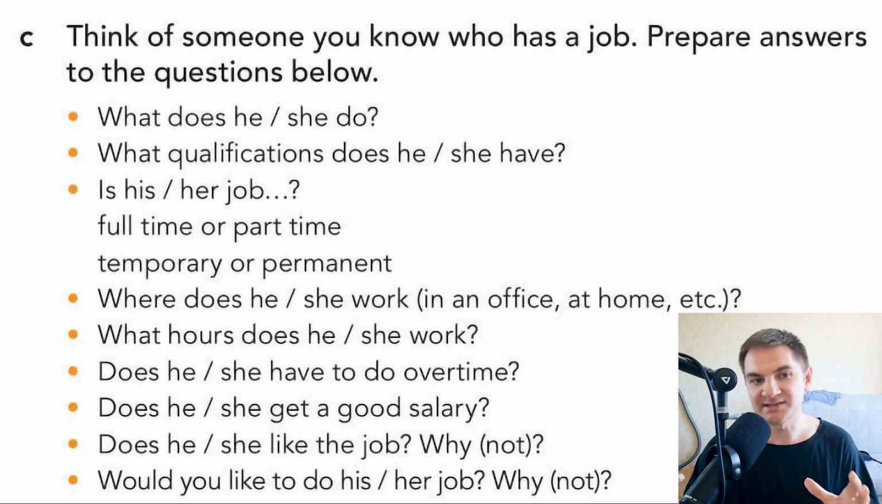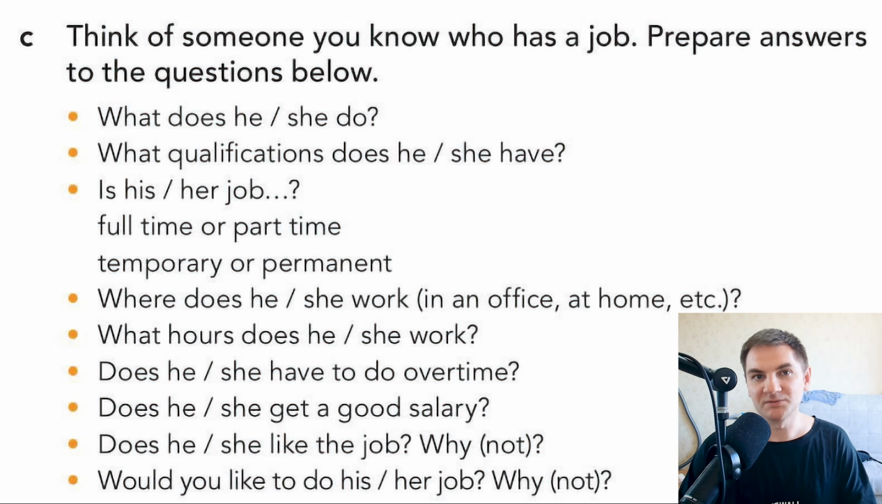1. What does he/she do? What qualification does he/she have? Is his/her job full-time or part-time, temporary or permanent? Where does he/she work? What hours does he/she work? Does he/she have to do overtime? Does he/she get a good salary? Does he/she like the job? Why or why not? Would you like to do his/her job? Why or why not? Okay, that sounds very nice.